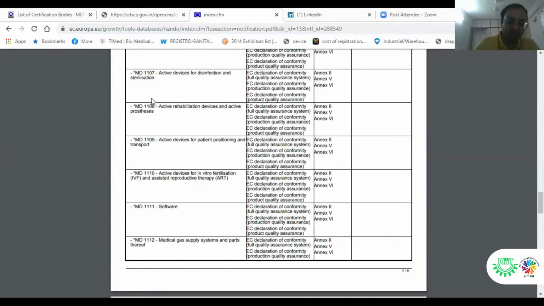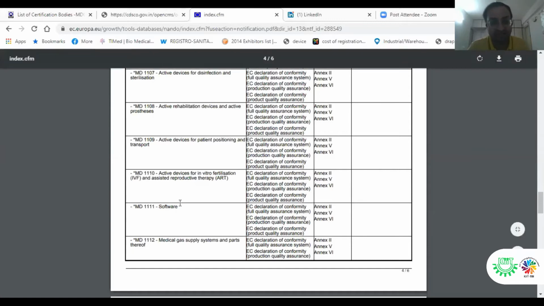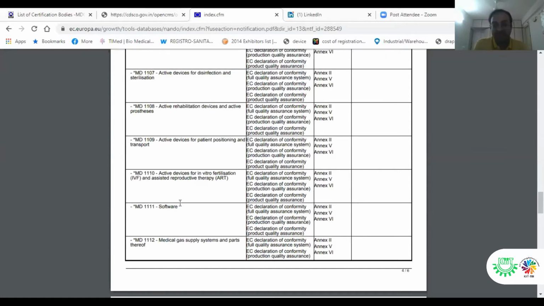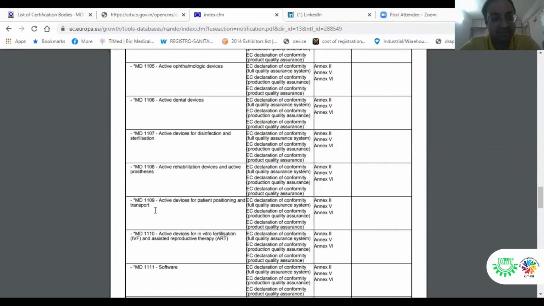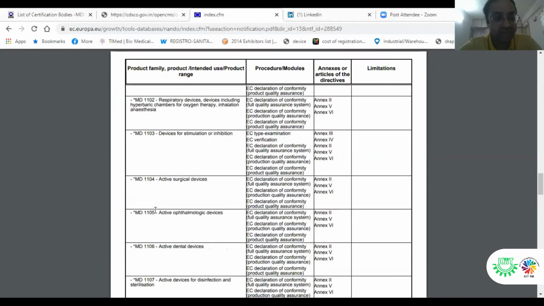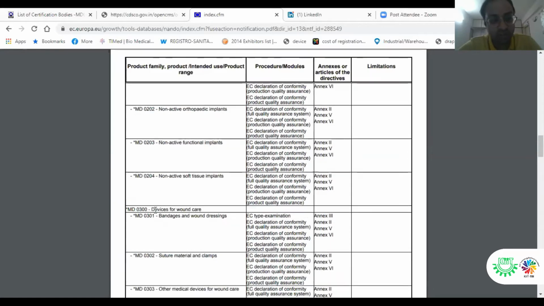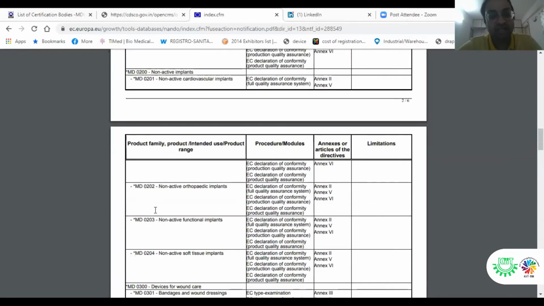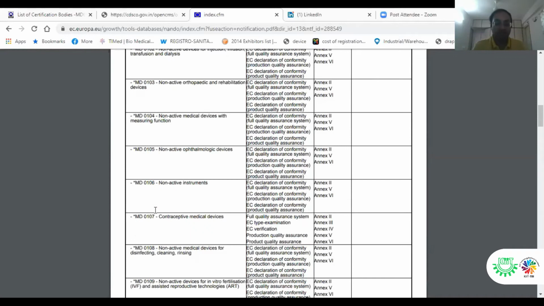Here you can see the software. If you are manufacturing standalone software as a medical device, or you are manufacturing artificial intelligence based software for medical devices, BSI has a scope. So accordingly, you have to see for active rehabilitation, active dental devices, dental materials, non-active orthopedic implants, functional implants. You have to check whether they have a particular scope or not, and then accordingly select the notified bodies.